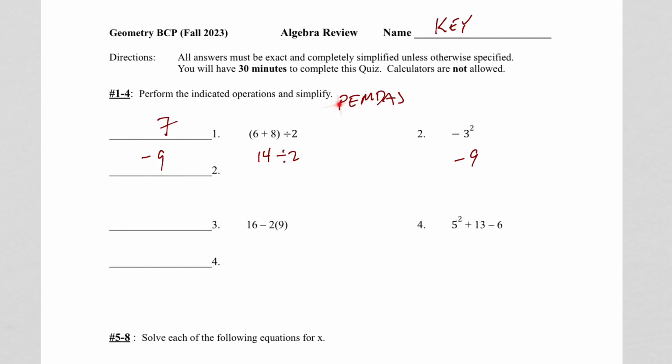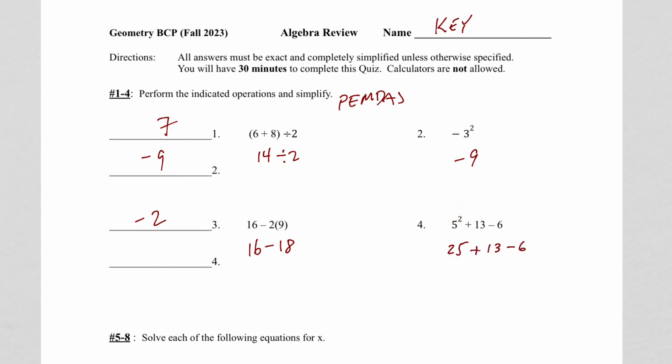Okay, when we look at this, parentheses, exponents, multiplication and division comes first. So we're going to do this multiplication before we do that addition, subtraction. So 2 times 9 is 18, and 16 minus 18 is negative 2. All right, there's no parentheses, exponents, we'll do 25.